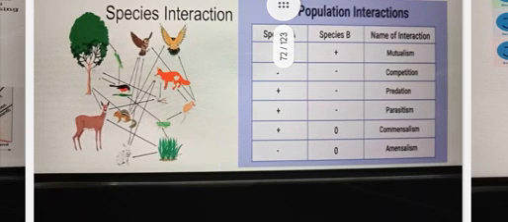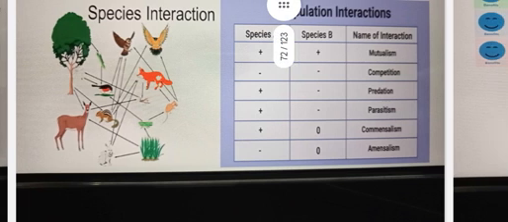Species A is benefited, species B is not affected at all, no effect. That means commensalism. But if species A is negatively affected, and species B is neither benefited nor harmed, it's amensalism.